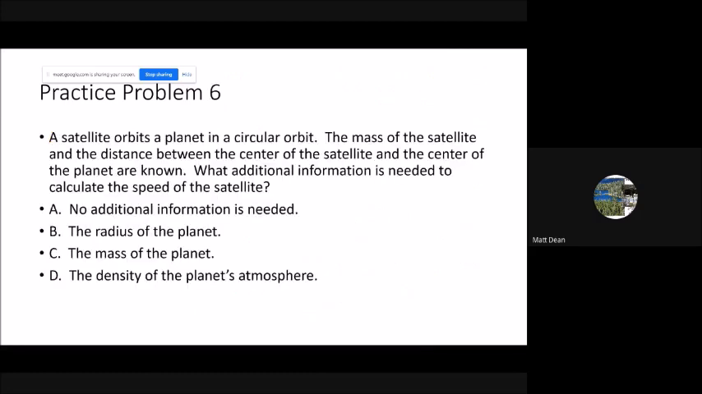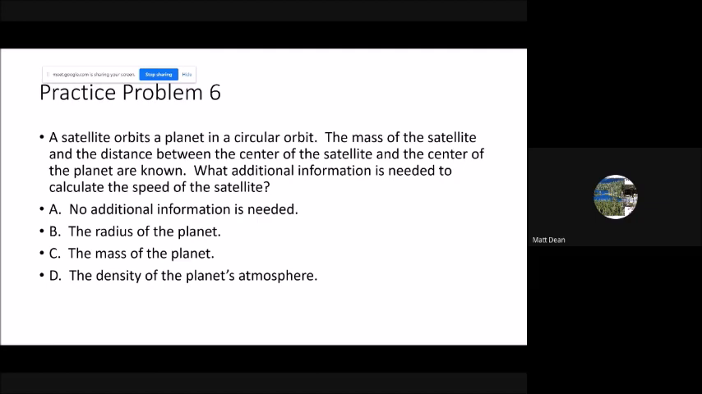All right, so let's go ahead and look at this problem 6. So a satellite orbits a planet in a circular orbit. The mass of the satellite and the distance between the center of the satellite and the center of the planet are known. What additional information is needed to calculate the speed?